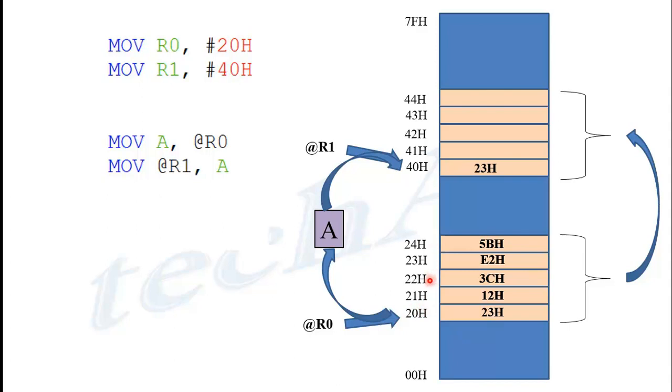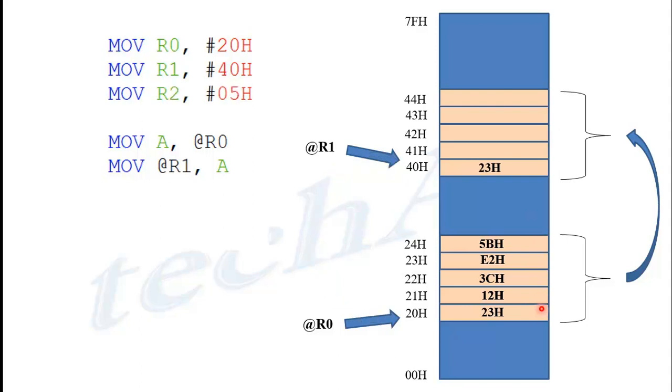For that purpose, we have to take one counter which will decide how many data bytes will be transferred from the source address location to the destination address location. In this case, we have to transfer 5 data bytes. So we'll take one counter in the form of register R2, whose value will be initialized to 5.